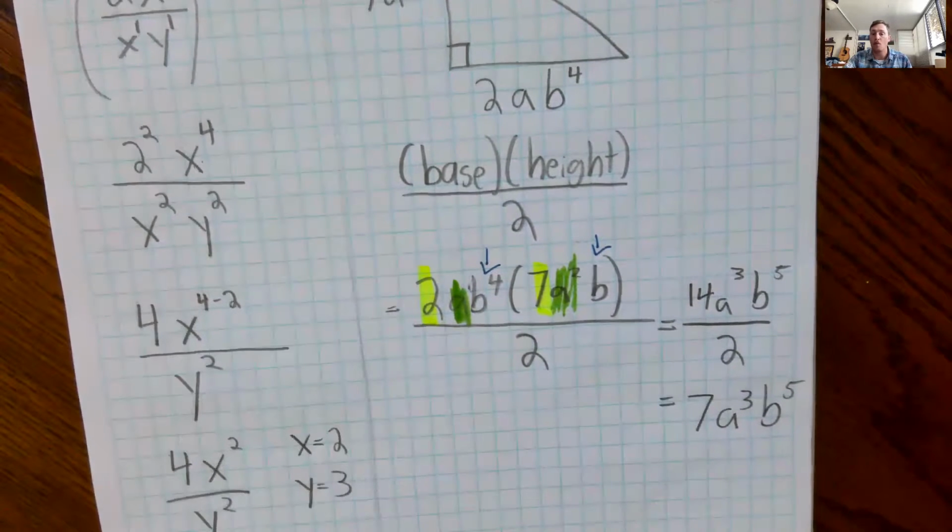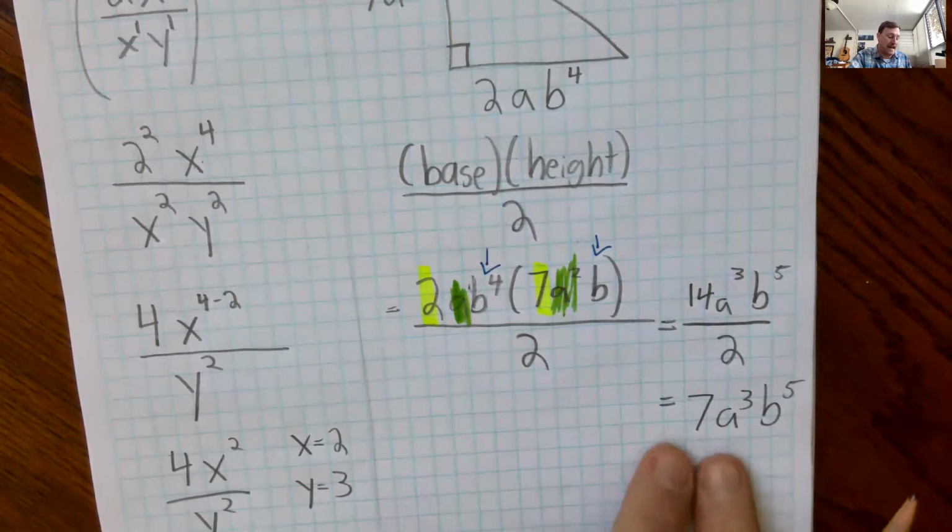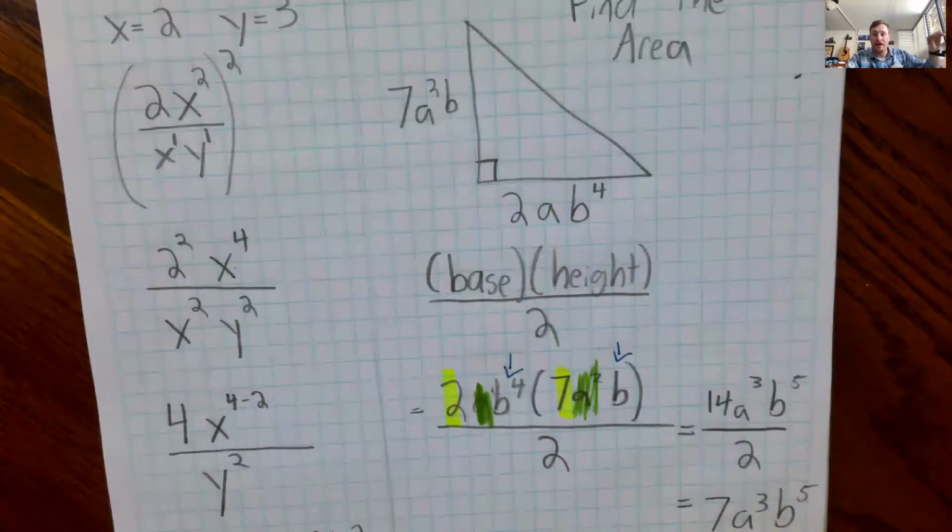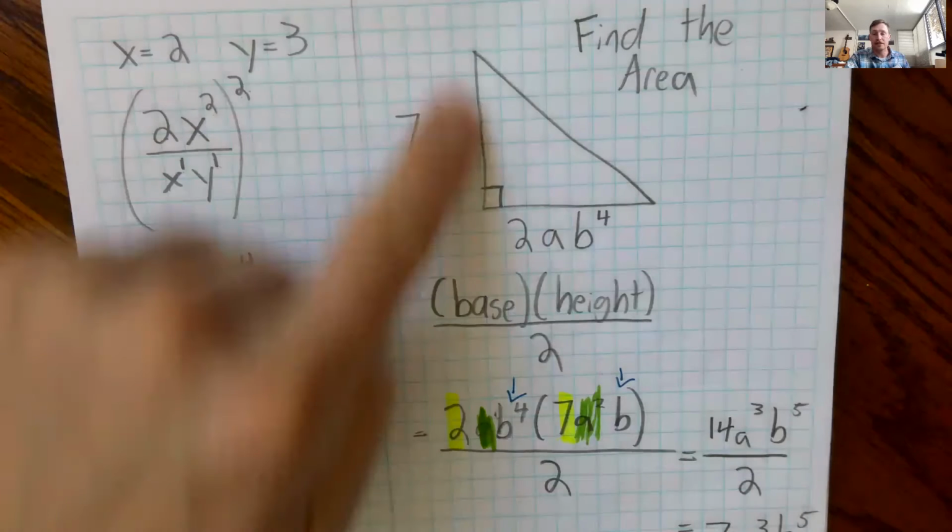And that's it. Again, we're not coming up with an exact area of that triangle, but that is the expression that represents the area of this triangle given its dimensions.